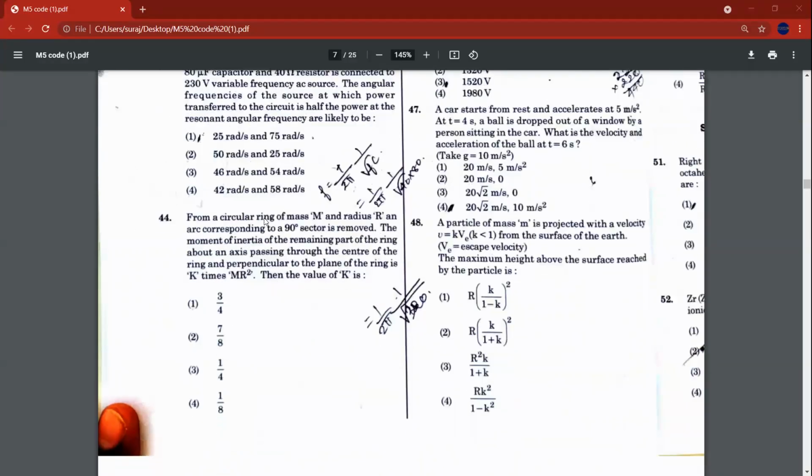From a circular ring of mass and radius r, okay, a 90-degree sector is cut out, right? 90-degree sector is out.